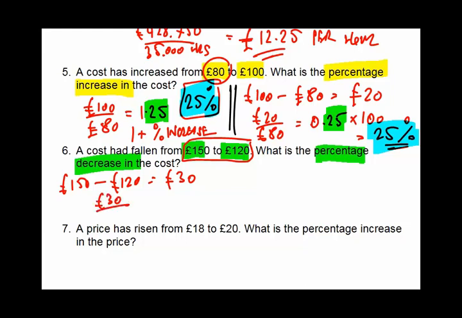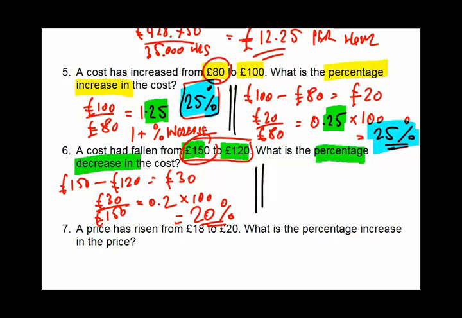To work that out as a percentage, divide it by, and again we always work it out as a percentage of the starting point. So the cost started at 150. Now £30 divided by 150 gives me 0.2, which, to turn it into a percentage, if I multiply by 100, because percent means parts of 100, I get 20% as the decrease in the cost.